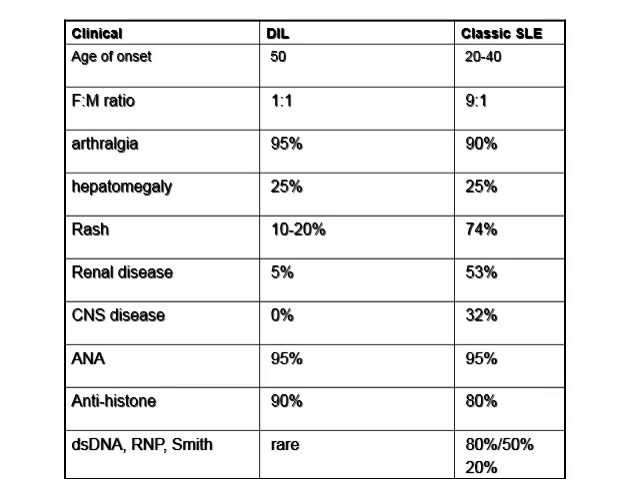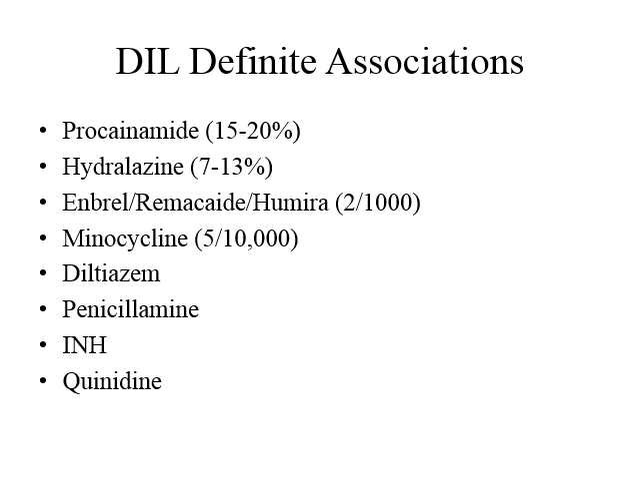And other clinical manifestations are less than in systemic lupus erythematosus in case of DIL. Different types of drugs affecting the DIL, drug-induced lupus: procainamide, hydralazine, minocycline, diltiazem, penicillamine, INH, quinidine, etc.